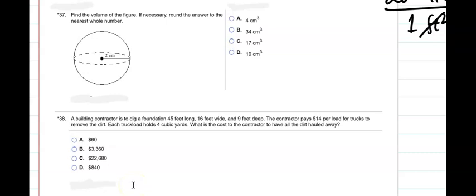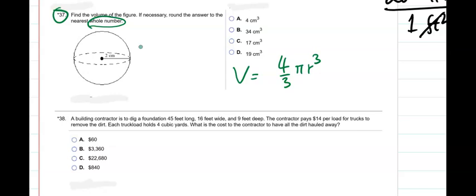Question number 37. Find the volume of the figure. If necessary, round the answer to the nearest whole number. So you're looking for the volume of this figure. This figure represents a sphere. So you refer to the volume formula for the sphere. So volume V equals 4 over 3 pi r cubed.